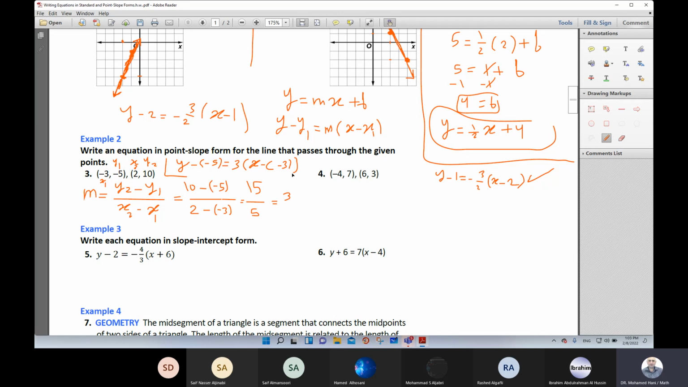Then prepare this equation. Negative, negative, positive. So means y plus 5 equal 3, multiply between parentheses, minus times minus will be positive, x plus 3. So this is the equation.